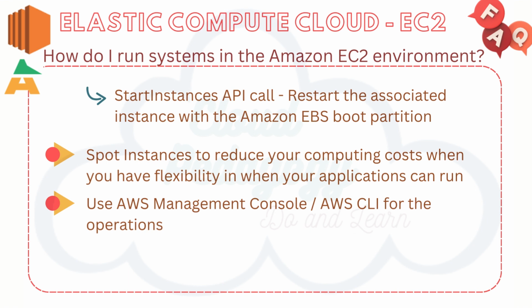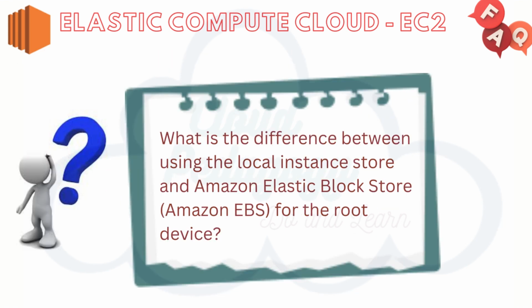If you prefer, you can also perform all these actions from the AWS Management Console or through the command line using our command line tools, which of course have been implemented with this web service API. So the next question is, what is the difference between using the local instance store and Amazon Elastic Block Store, which is EBS, for the root device?